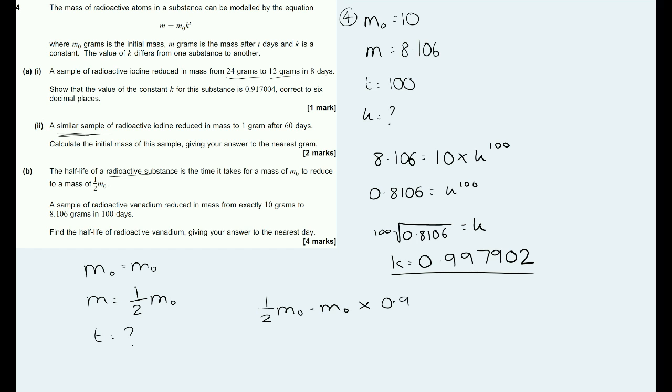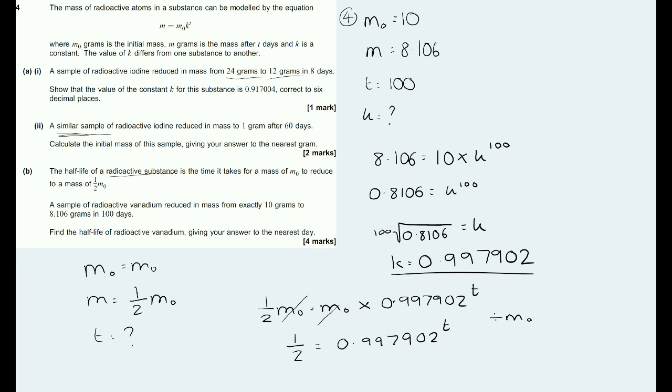So that's 0.997902 to the power of t. At this stage, if we divide both sides by m0, that m0 cancels with that m0. So we end up with a half is equal to 0.997902 to the t. The issue we have here is that t is the exponent, and I can't do the tth root of something on my calculator. So I am going to have to take logs.